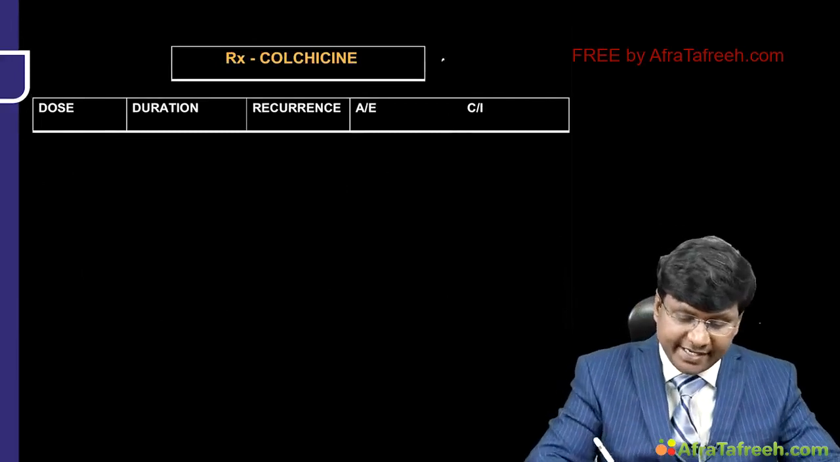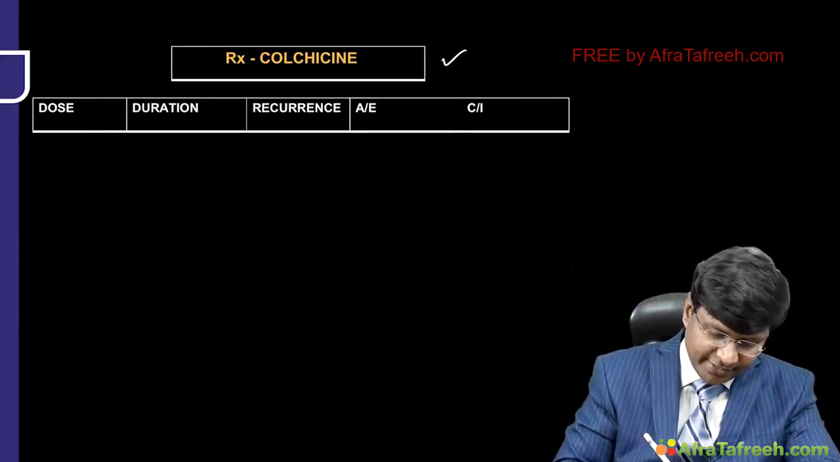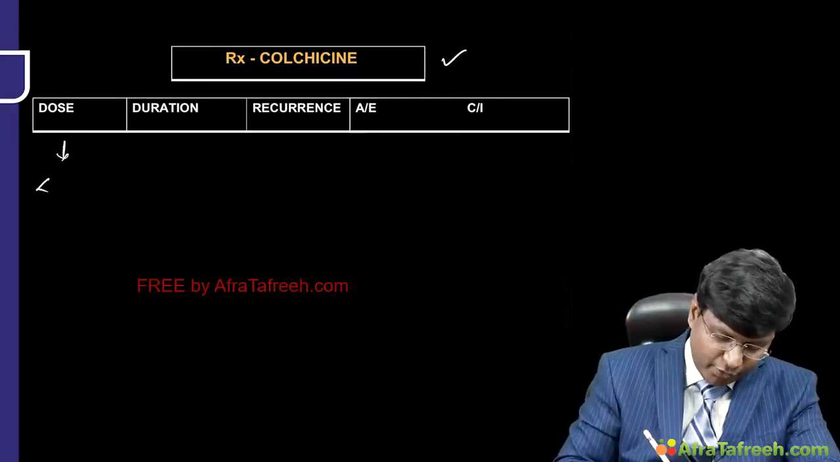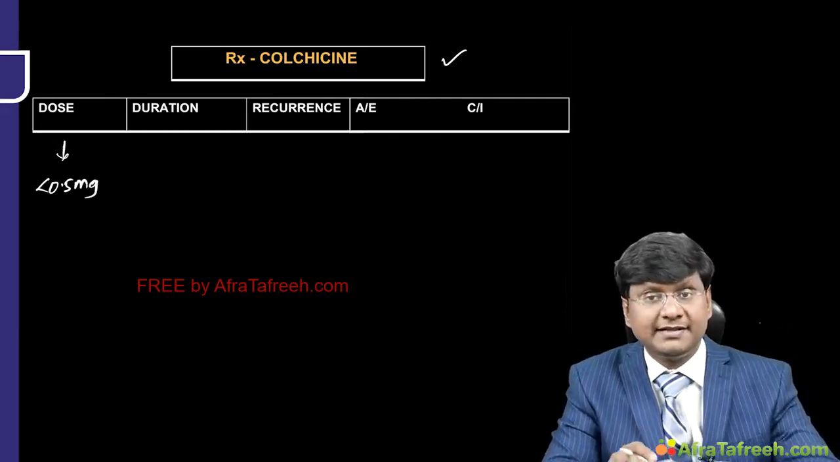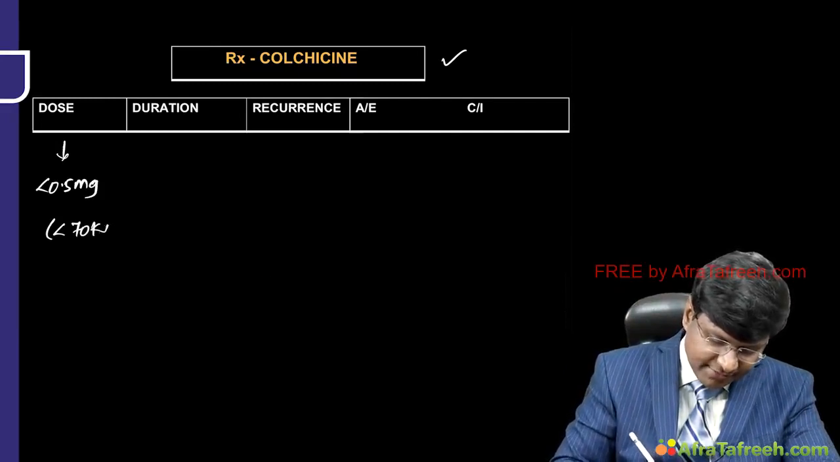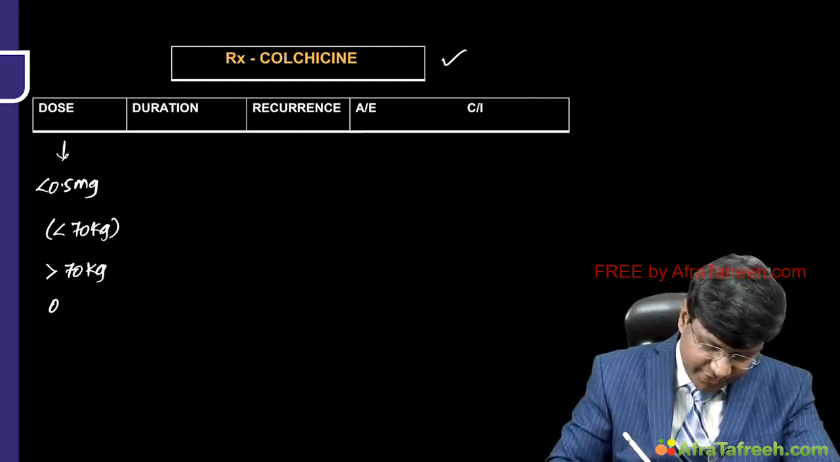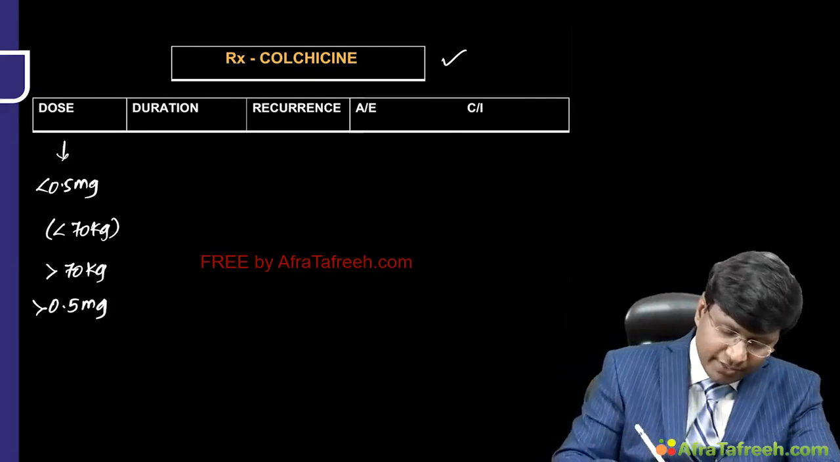Now, what is the indication of colchicine and what is its dosage? The dosage of colchicine is just 0.5 milligrams per day, in an individual who is less than 70 kg. But in an individual who is more than 70 kg, you need to give more than 0.5 milligram of colchicine per day. And for how long will you give this?